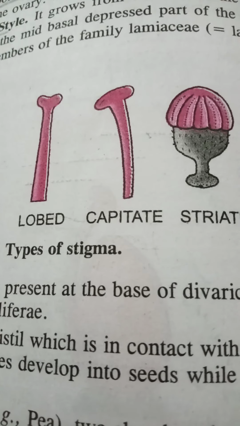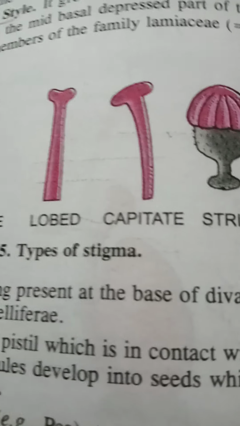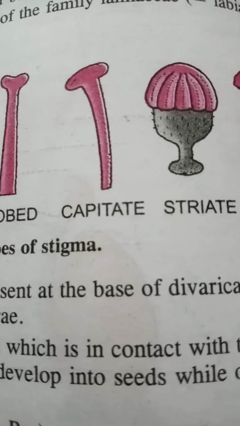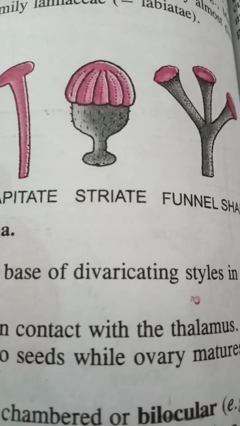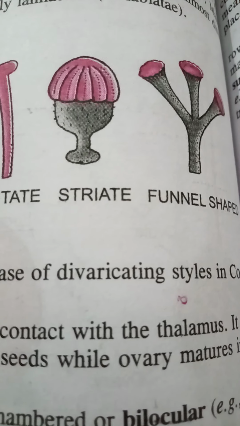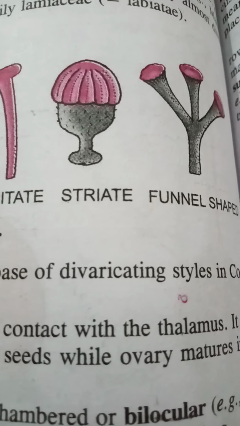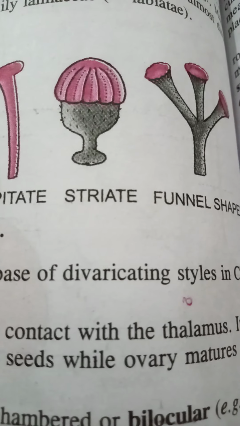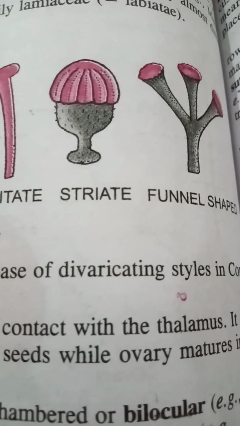Then the style is a simple structure which will connect the stigma with the ovary where the ovule is formed. Now the style may sometimes be called terminal if it develops from the tip of the ovary, or it may be lateral if it grows from one side of the ovary. Or else we can call it gynobasic if it grows from the mid-basal depressed part of the ovary, or from the thalamus directly.